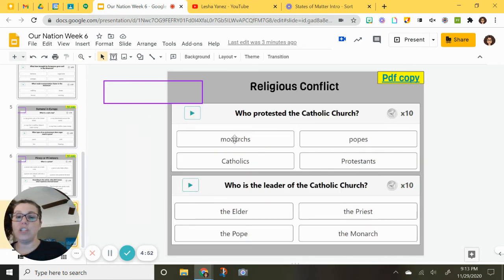And our last slide is on Religious Conflict. After you read this section, the question is, who protested the Catholic Church? Was it the monarchs, popes, the Catholics, or Protestants? The second question is, who is the leader of the Catholic Church? Is it the elder, the priest, the pope, or the monarch?